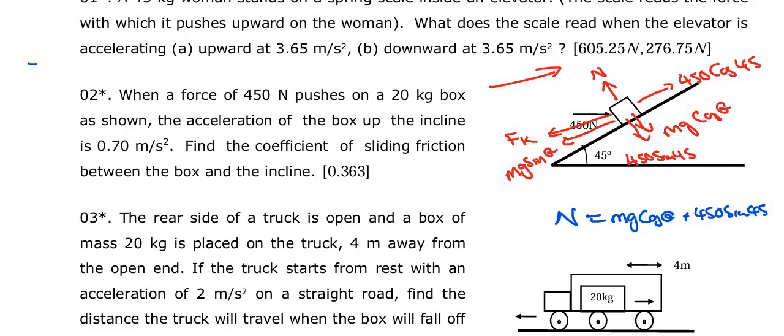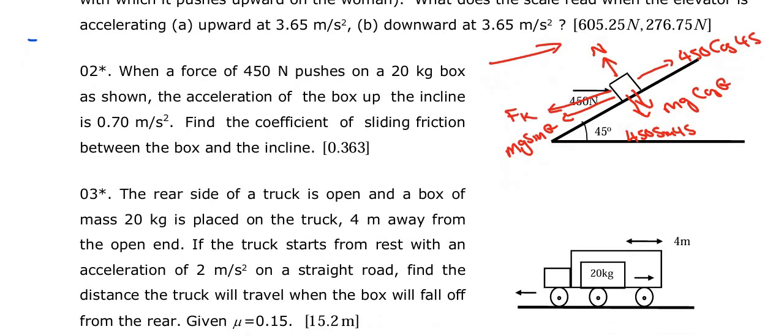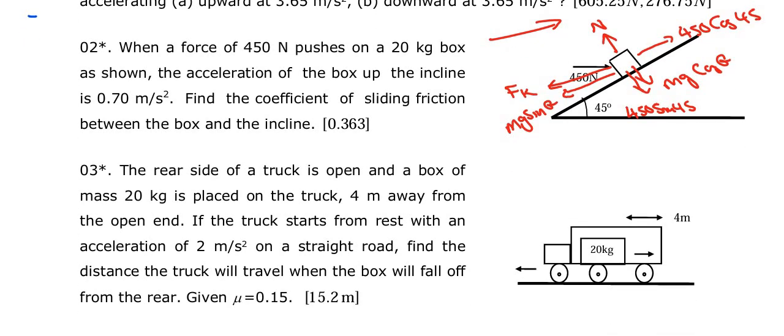Now look at question number 3. They're telling us that the rear side of a truck is open and a box of 20 kilograms is placed on the truck 4 meters away from the open end. If the truck starts from rest with an acceleration of 2 meters per second squared on the straight road, find the distance the truck will travel when the box will fall off the rear, given that the friction between the tarmac and the whole thing is 0.15. That's what we are given.